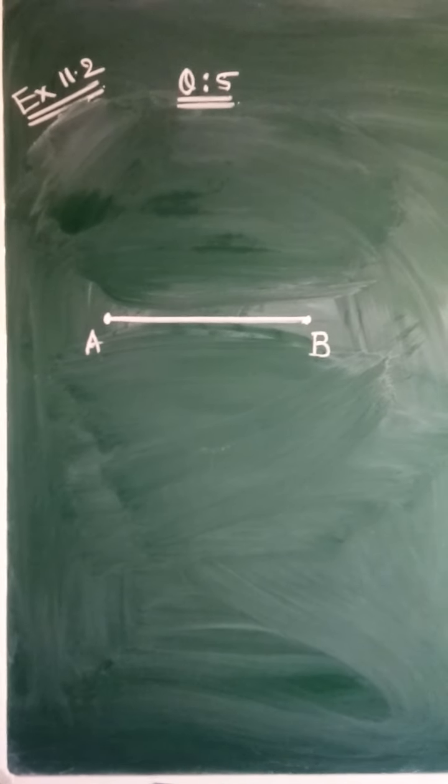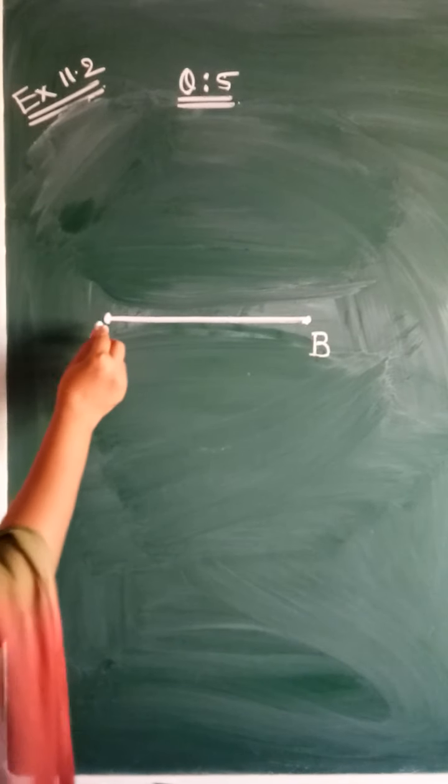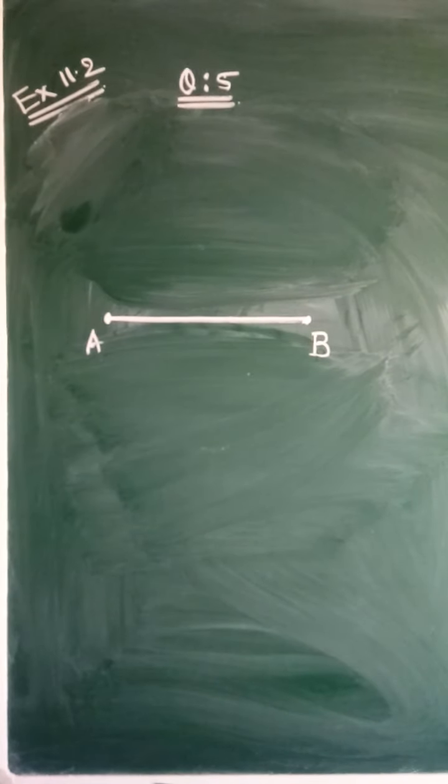See now question 5. Draw a line segment AB of length 8 cm. So first of all, draw this AB line segment of 8 cm. Taking A as a center, draw a circle of radius 4 cm and taking B as a center, draw a circle of radius 3 cm.